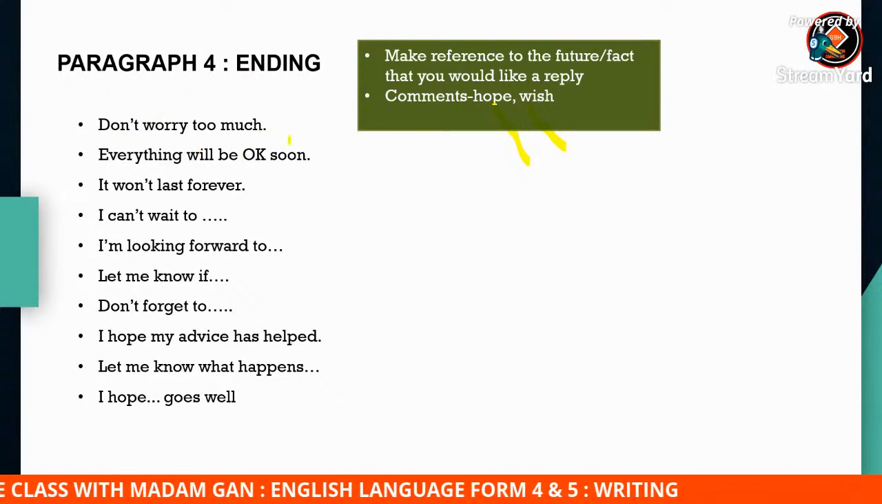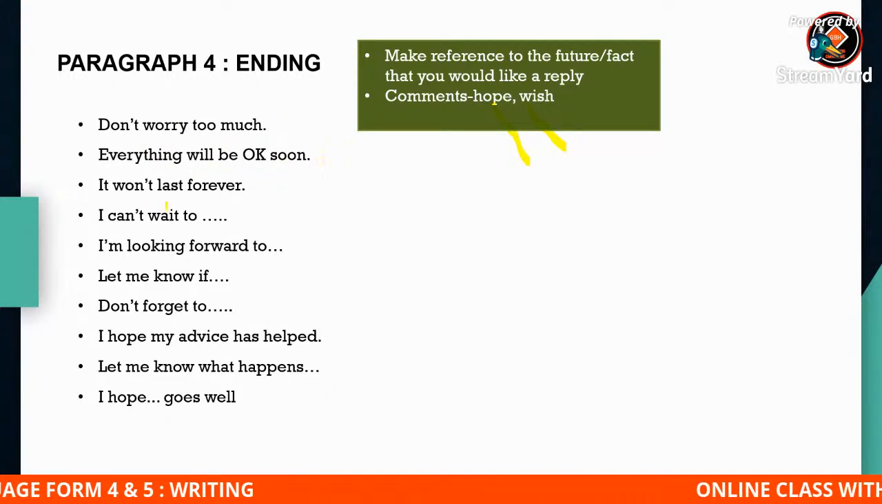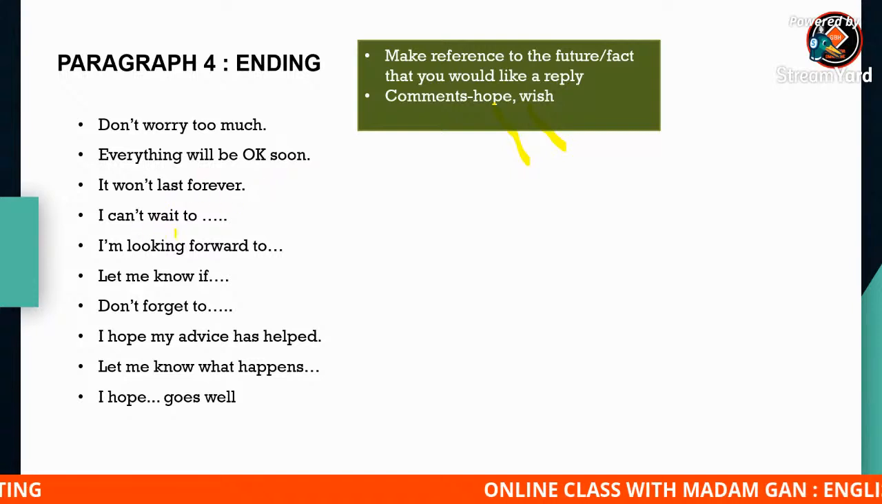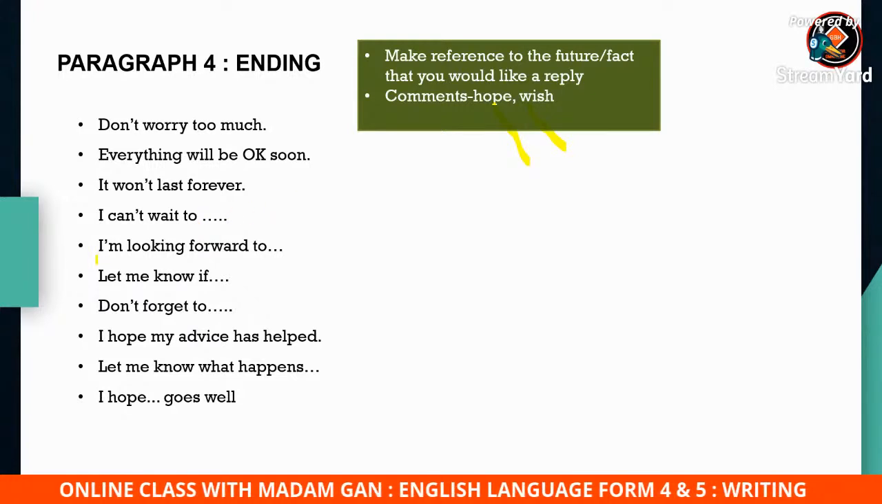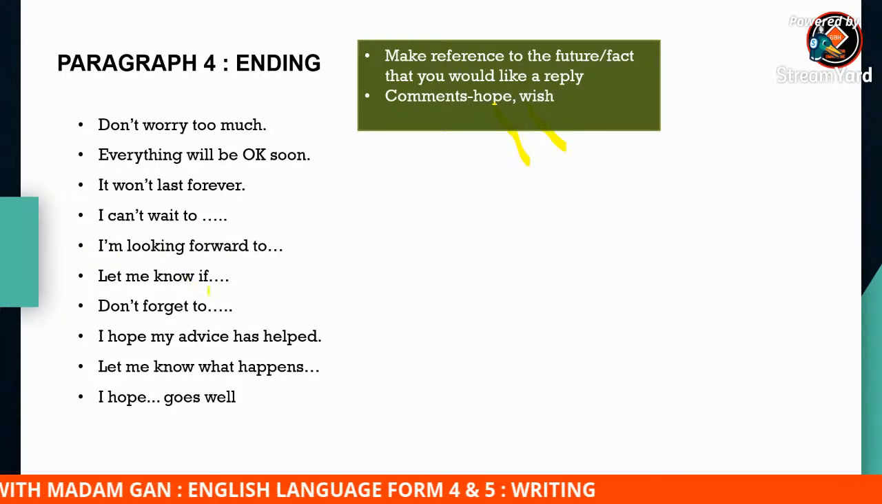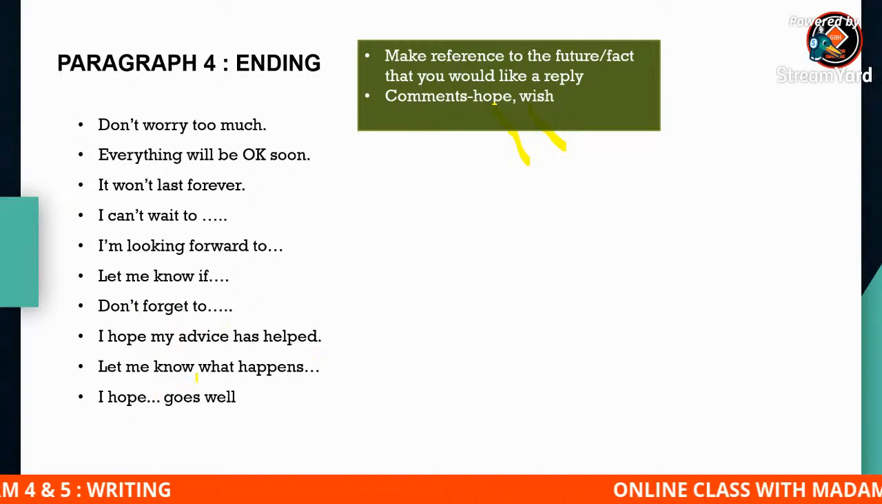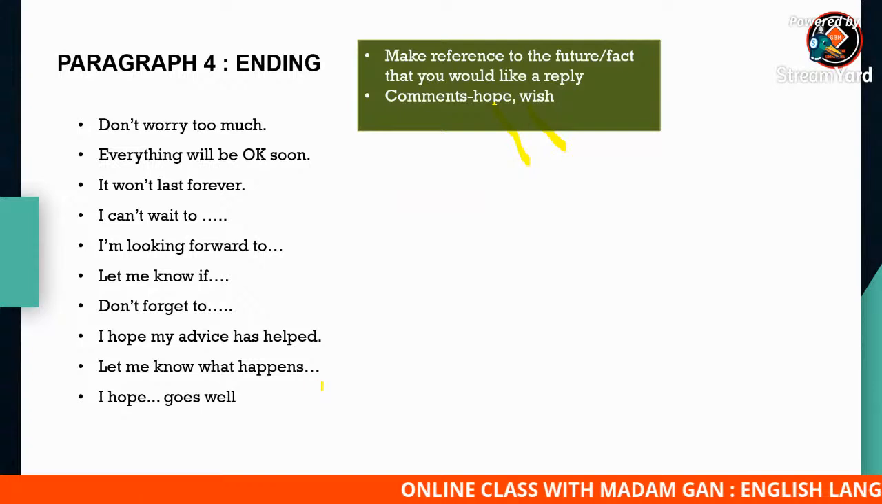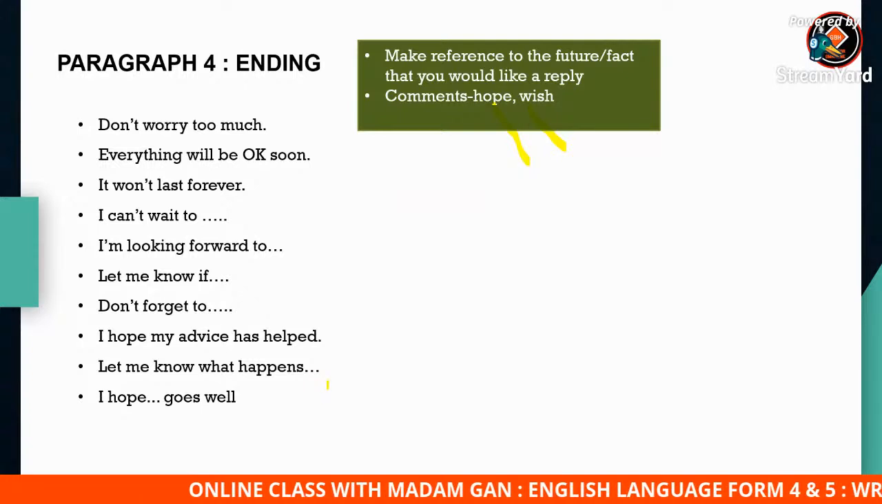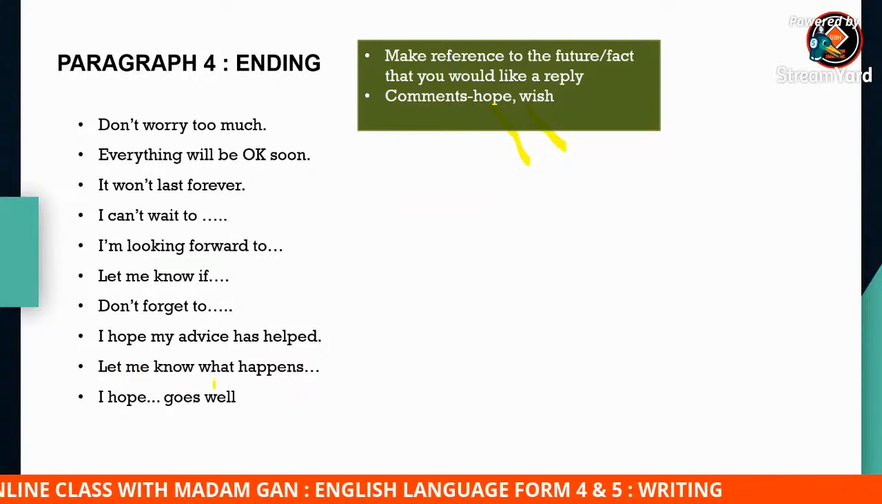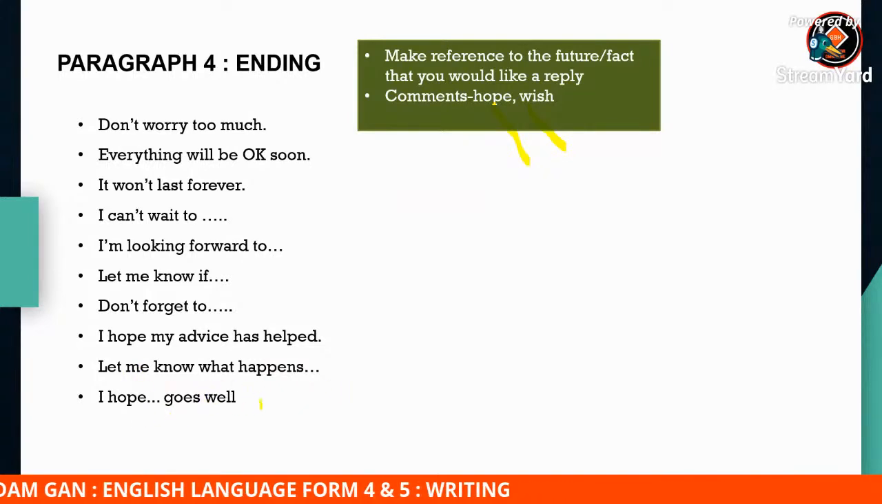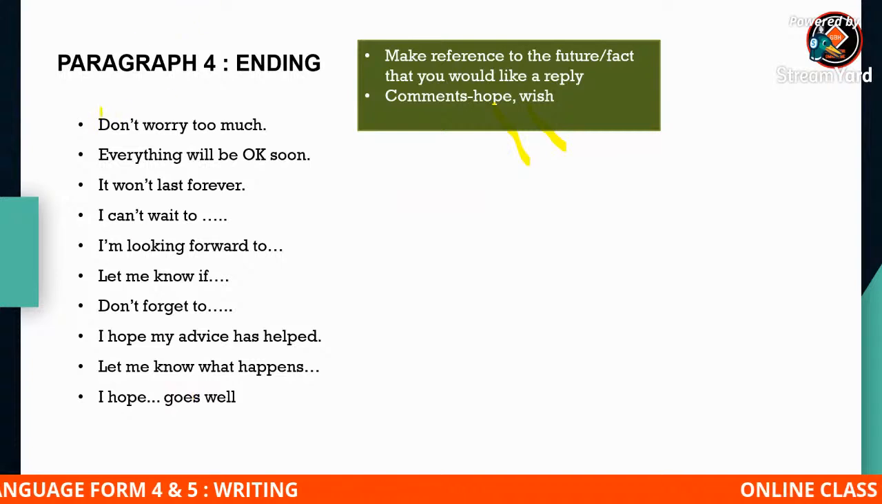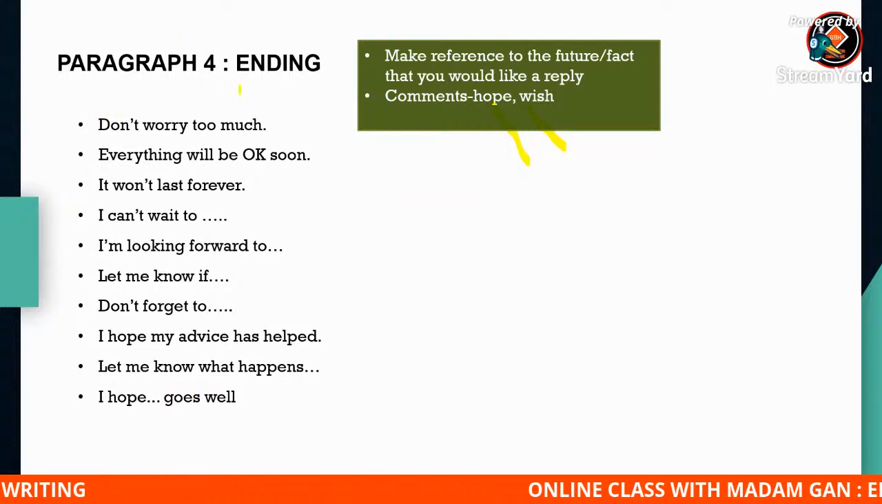Some are phrases, some are sentences. Okay, don't worry too much. Okay, you can write this: everything will be okay soon. It won't last forever. I can't wait to get your reply. I'm looking forward to. Let me know if. Don't forget to. I hope my advice has helped. Let me know what happens. Okay, because sometimes your friend can ask for advice or ask for suggestions. Let me know what happens. I hope everything goes well. So these are some ways, phrases, or sentences you can use in your ending.